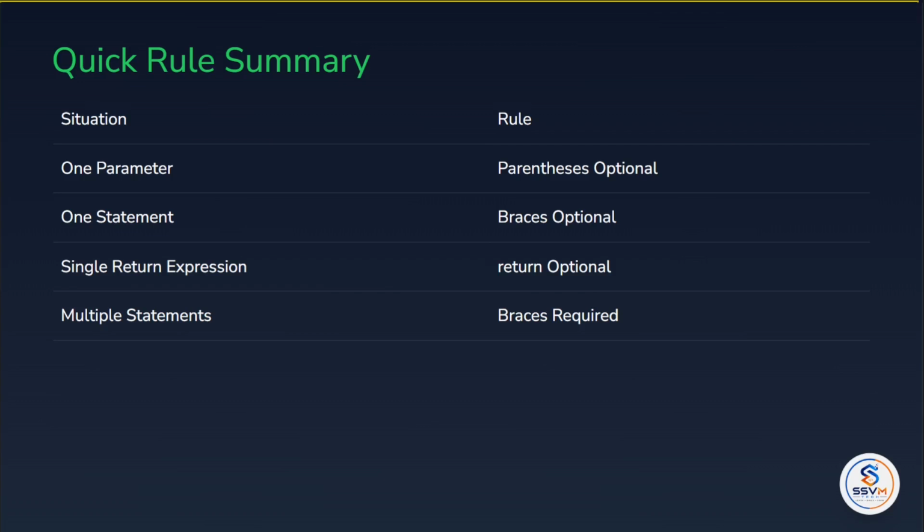If your code has only one parameter, the parentheses are optional; no need to put them in parentheses. If it has only one statement, the curly braces are optional. If it has only a single return expression, you need not explicitly write the return statement. If it has multiple statements, then put them in curly braces. So these are the 4 rules. If you remember these rules, it is very easy to write Lambda expressions.